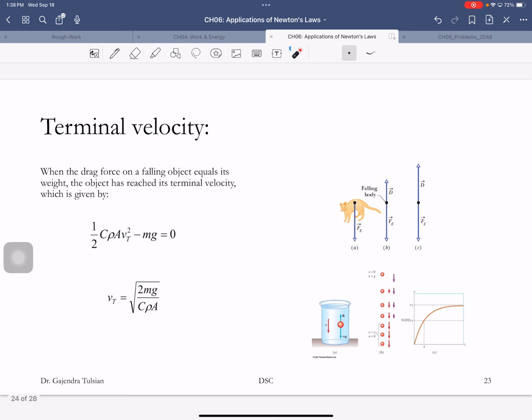Anyway, so larger A means smaller terminal velocity. The terminal velocity is the square root of 2 times the weight over the drag coefficient times the density of the fluid in which you're falling, times the cross-sectional area. Here's a velocity profile. This is time, and you can see that the slope of this line is your acceleration, and the acceleration goes to 0 when you reach terminal velocity.